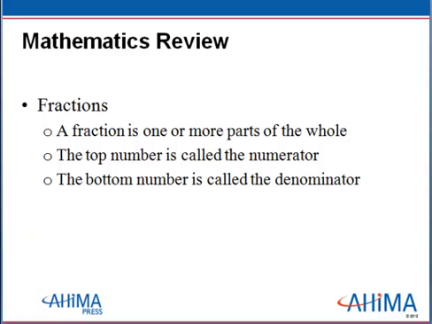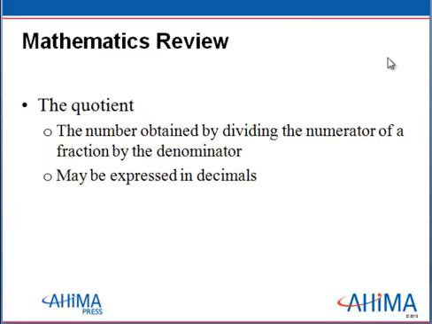So, as a reminder, a fraction is simply one or more parts of a whole. We call the top number the numerator, and we call the bottom number the denominator. The number obtained by dividing that numerator by the denominator is called a quotient. That may be expressed in decimals or as a percentage.